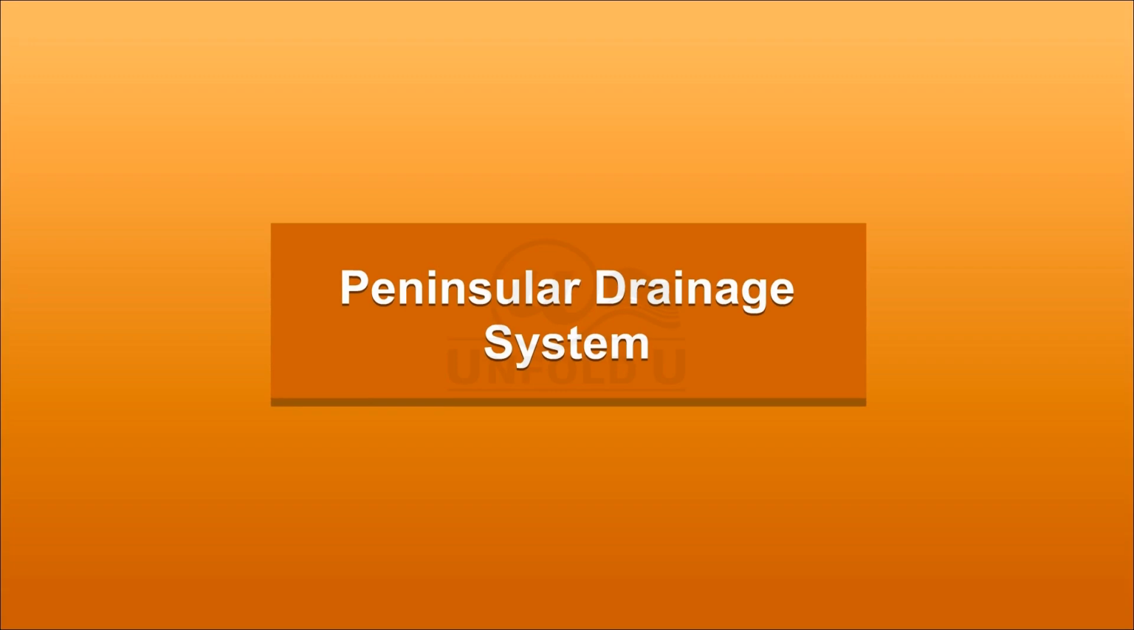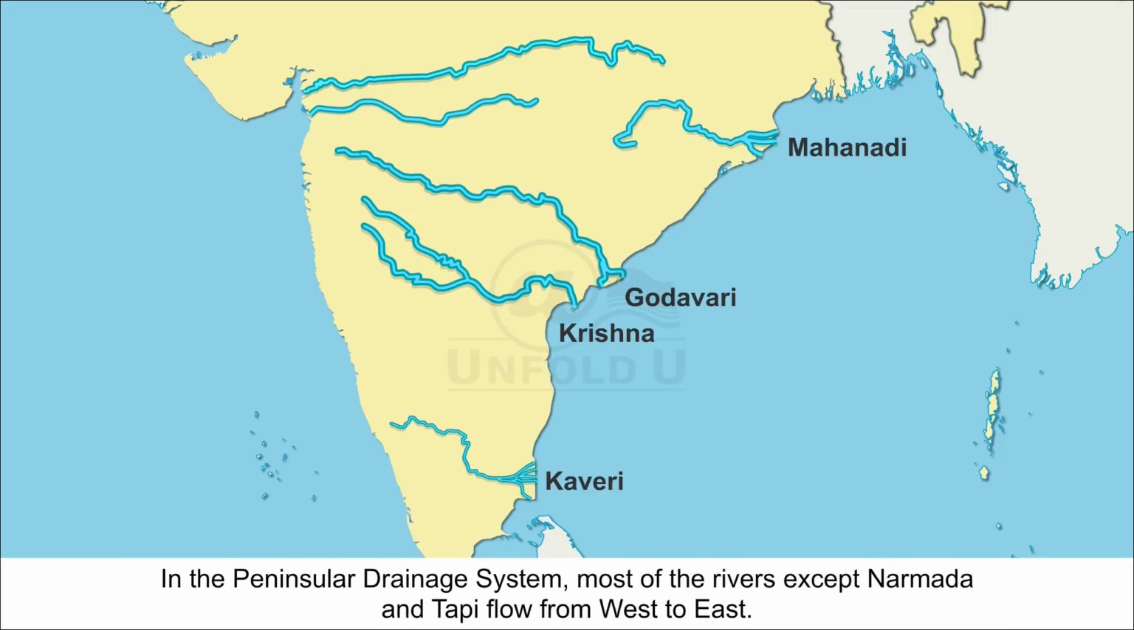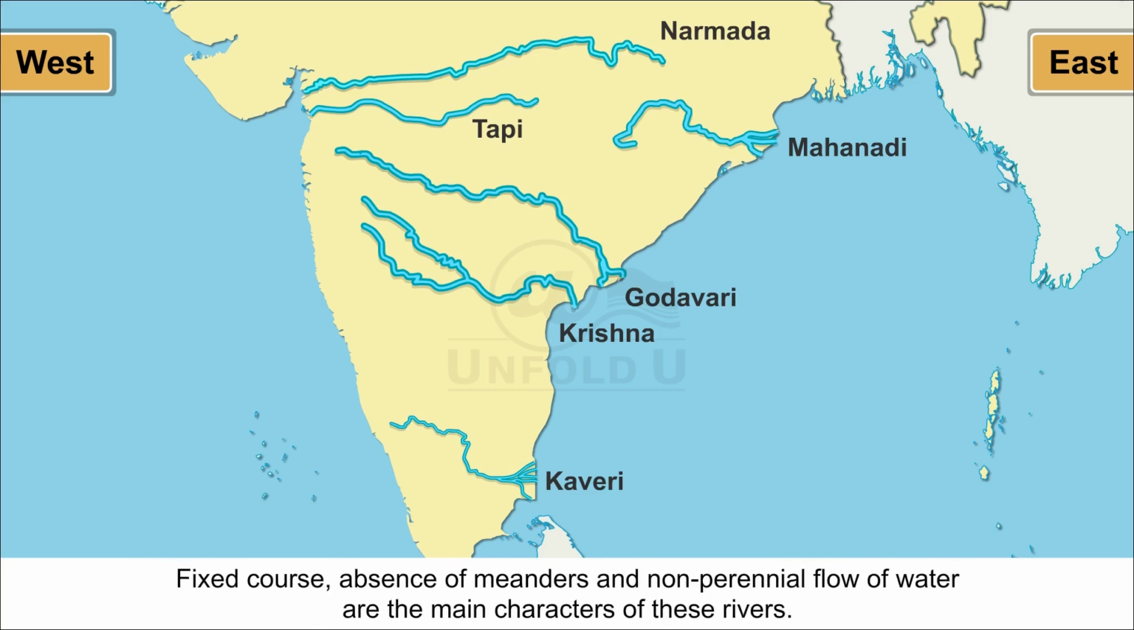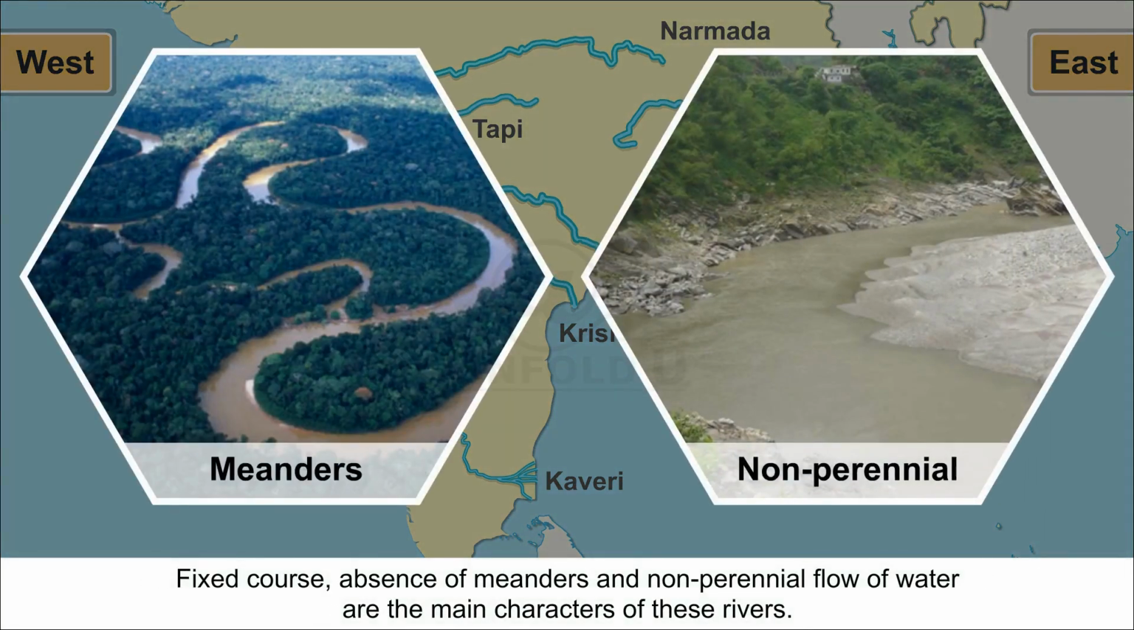Peninsular drainage system. In the peninsular drainage system, most of the rivers except Narmada and Tapi flow from west to east. Fixed course, absence of meanders, and non-perennial flow of water are the main characters of these rivers.